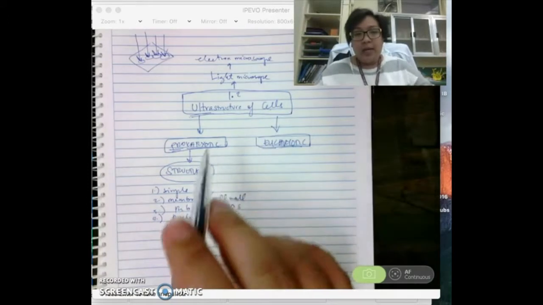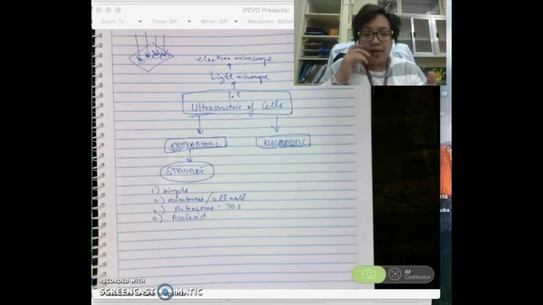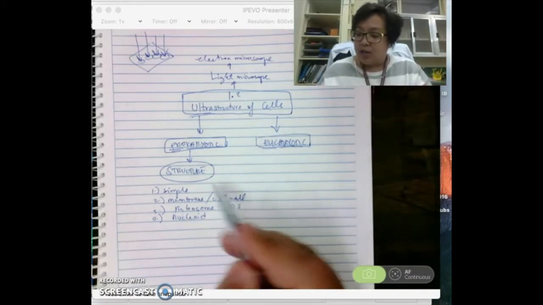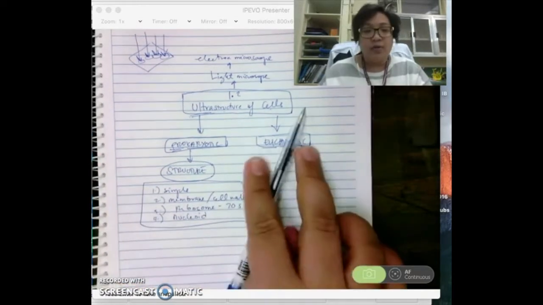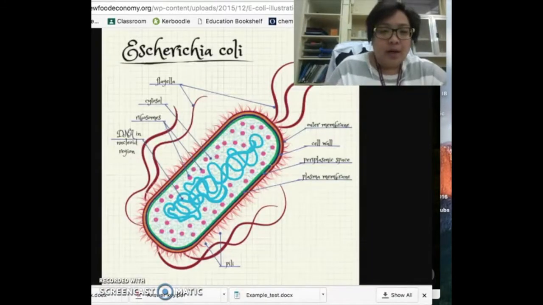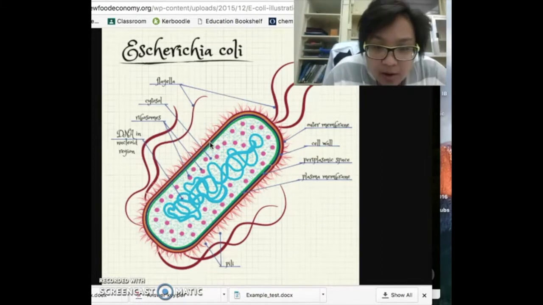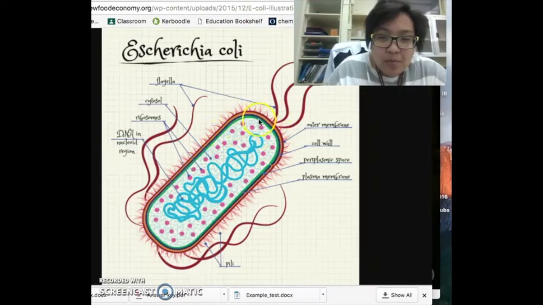Okay, and if I ask you to either label or draw a prokaryotic cell, I'm going to look for these things. So let's look at an example of a prokaryote. We'll look at E. coli. As you can see here, it has a plasma membrane, this purple one, and then an outermost covering, the cell wall, the red one. So cell wall and plasma membrane.